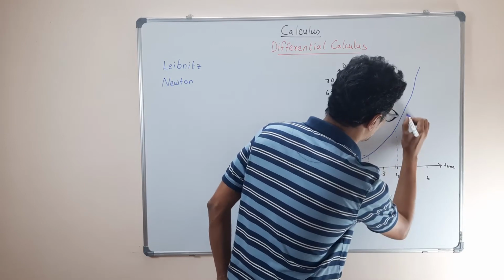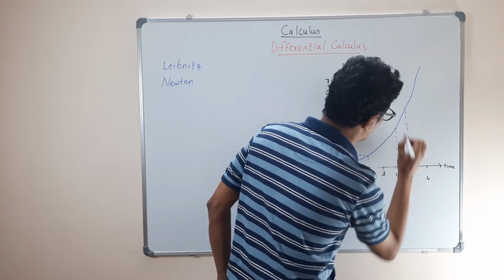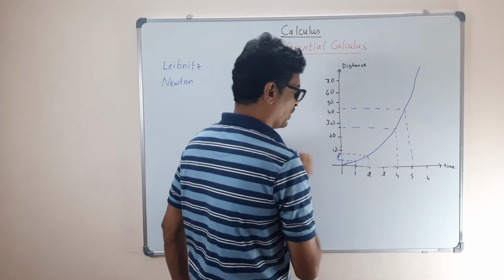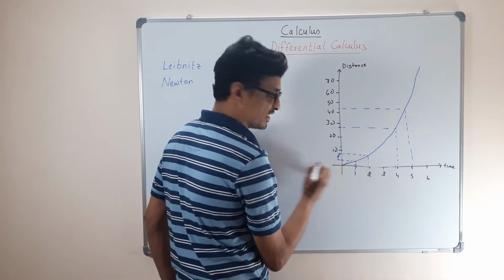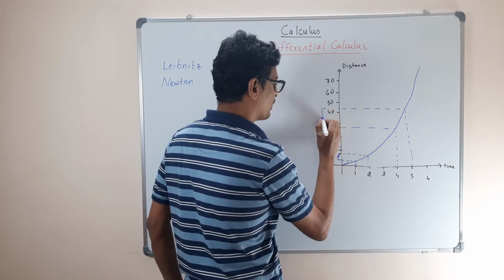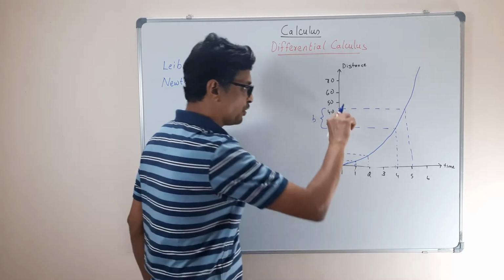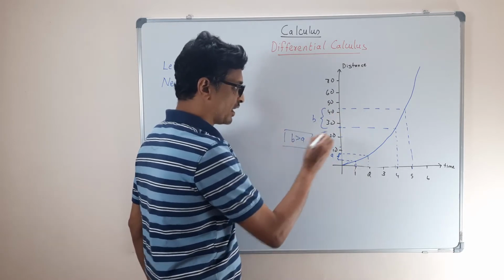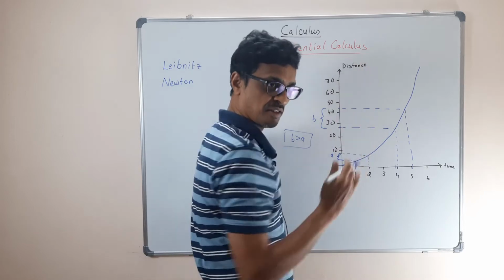So in this 1 minute, you can see here only this distance. Let us call this A. And here you have travelled up to B. So obviously B is larger than A. Am I right? The reason is because you started running.